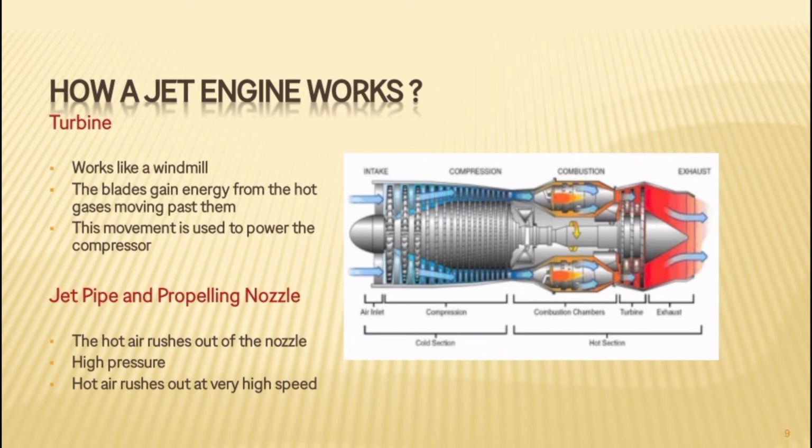Next, see turbine. Turbine works like a windmill. The blades gain energy from the hot gas moving past them. This movement is used to power the compressor, jet pipe, and propelling nozzle. The hot air rushes out of the nozzle. High pressure hot air rushes out at very high speed.